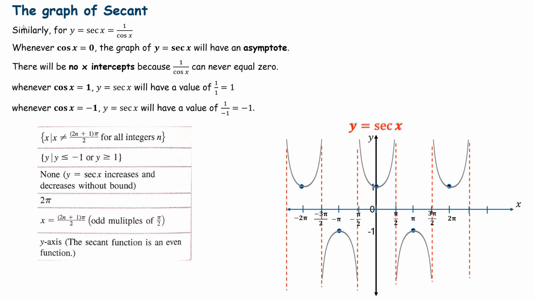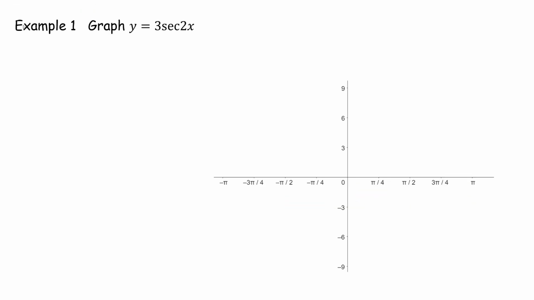The asymptotes happen at odd multiples of pi over 2. And then it is an even function. So that's all the stuff you would need to know about secant. So let's graph one of these.